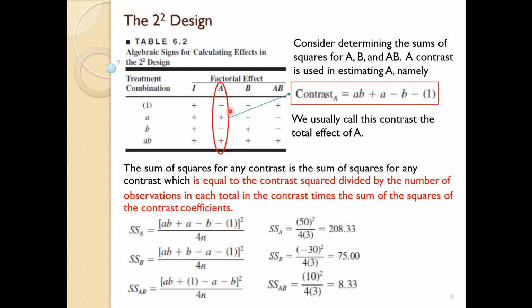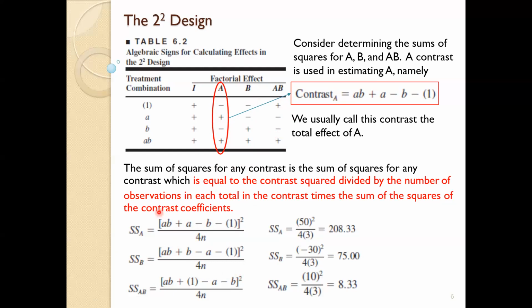That's right. How about B? B means AB plus B minus A minus 1. That's right. And for the interaction, AB plus 1 minus A minus B. Right, we get this.